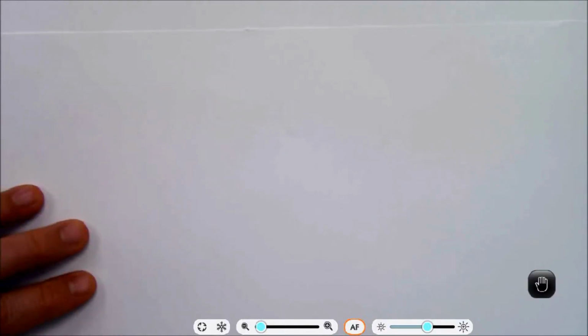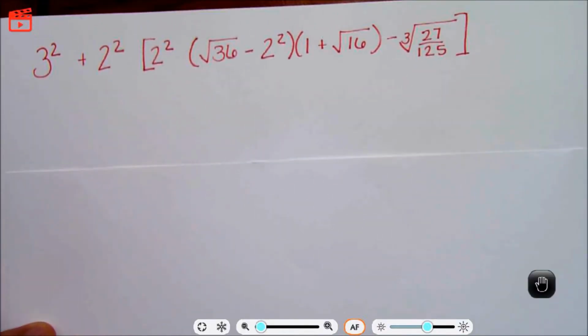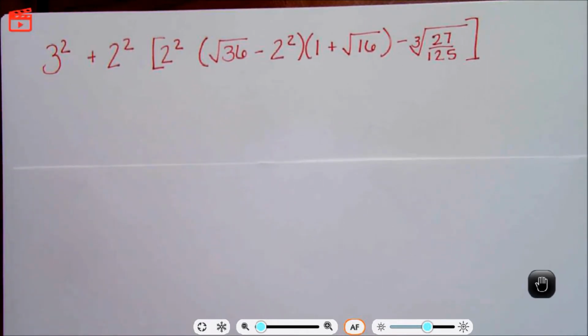I'm going to take you through an order of operation problem. This is a problem that is straight out of the 8th grade pre-algebra book. We already did this problem, so this isn't one on any of the math assignments that you have due for tomorrow. This is just one that we already did.